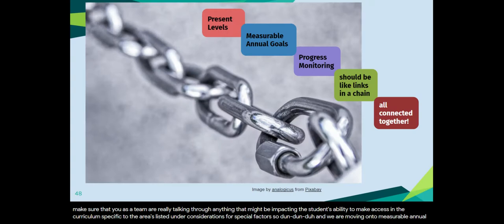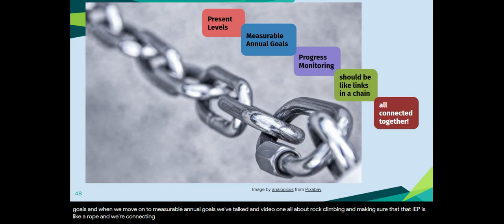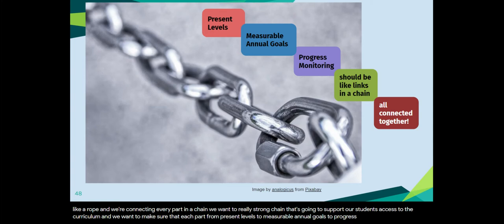And when we move on to measurable annual goals, we've talked in video one all about rock climbing and making sure that that IEP is like a rope and we're connecting every part. Another way we can think about that are links in a chain. We want a really strong chain that's going to support our students' access to the curriculum. And we want to make sure that each part, from present levels to measurable annual goals to progress monitoring, that those links in the chain are all connected together and make logical sense.